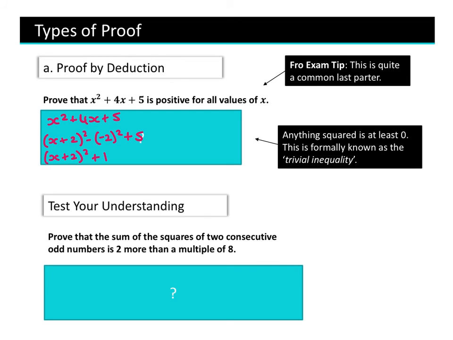We need to prove that this is greater than 0. Okay? Now, what do we know? We know that x plus 2 squared is greater than or equal to 0 for all of x. Why? Because this is a square number. Therefore, we know that x plus 2 squared plus 1 must be greater than or equal to 1, which we know is greater than 0. Therefore, x plus 2 squared plus 1 is greater than 0. Proved.